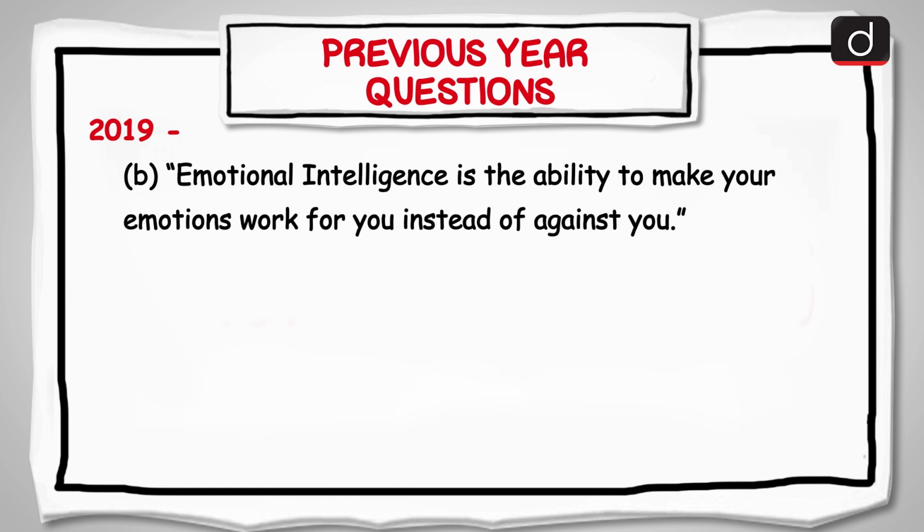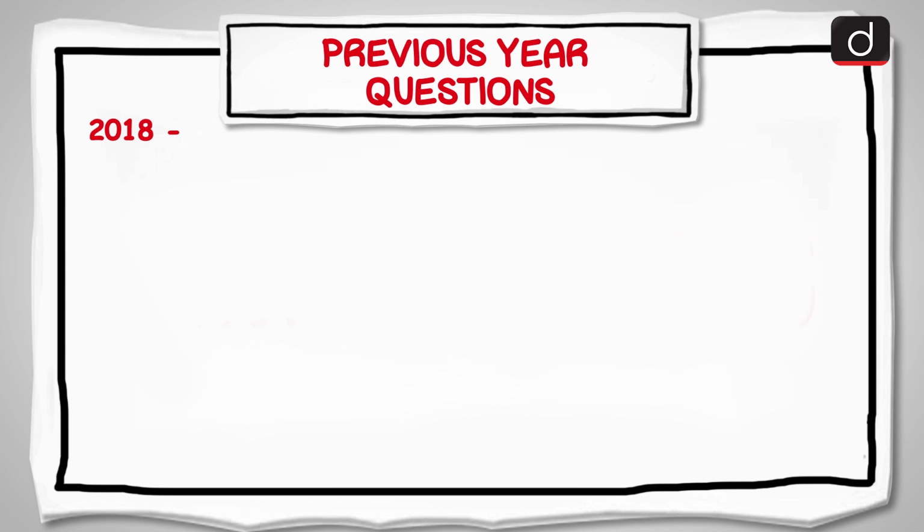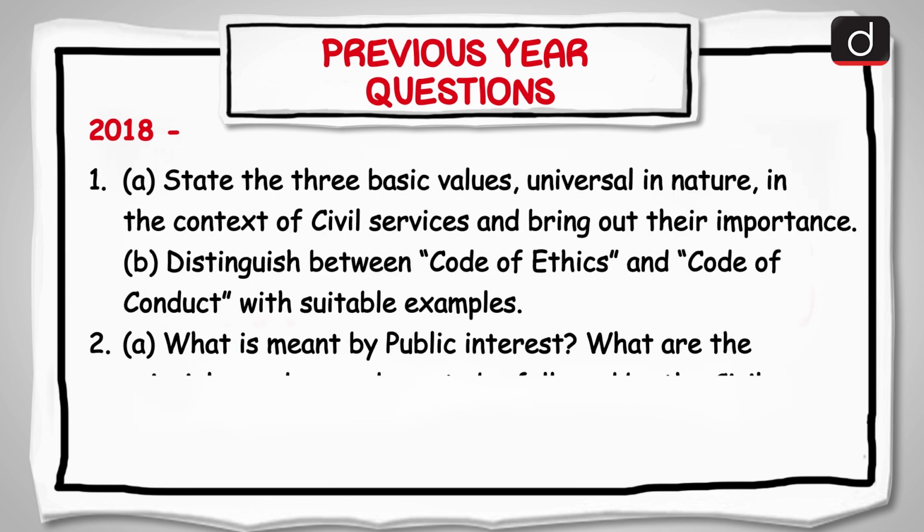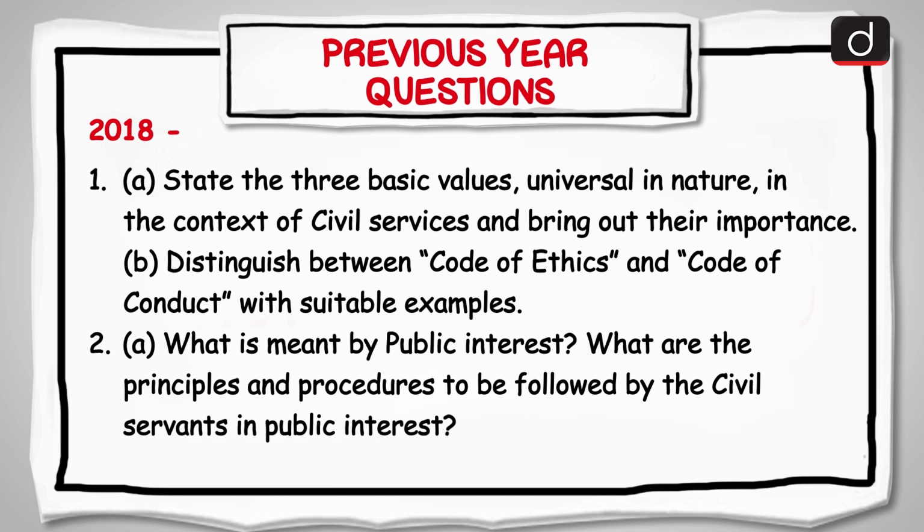Emotional intelligence is the ability to make your emotions work for you instead of against you. Do you agree with this view? Discuss. In 2018, the following questions were asked. State the three basic values, universal in nature, in the context of civil services and bring out their importance. Distinguish between Code of Ethics and Code of Conduct with suitable examples.